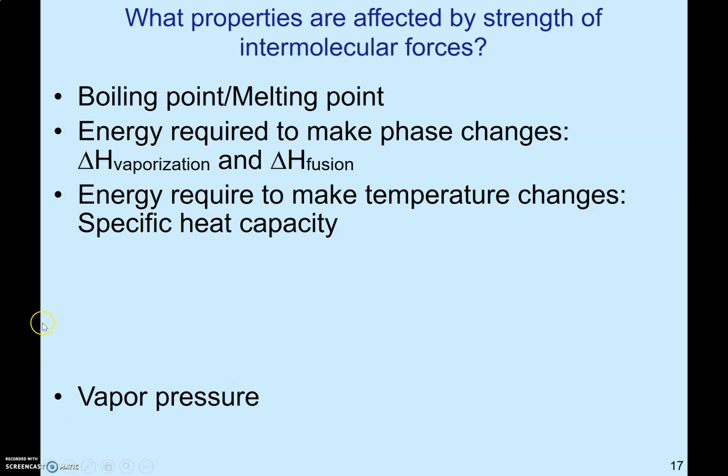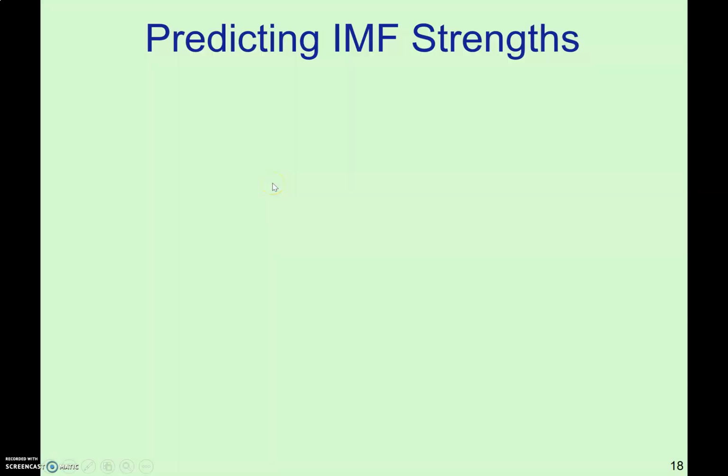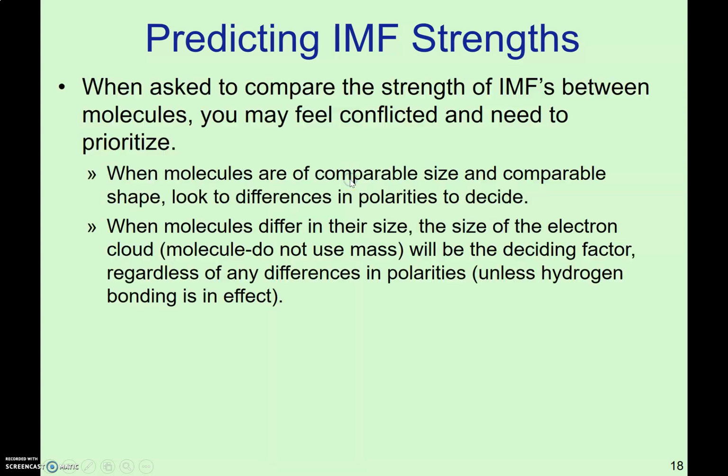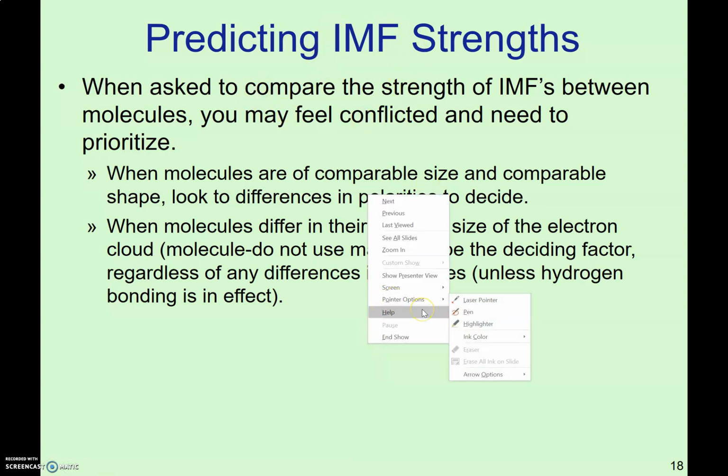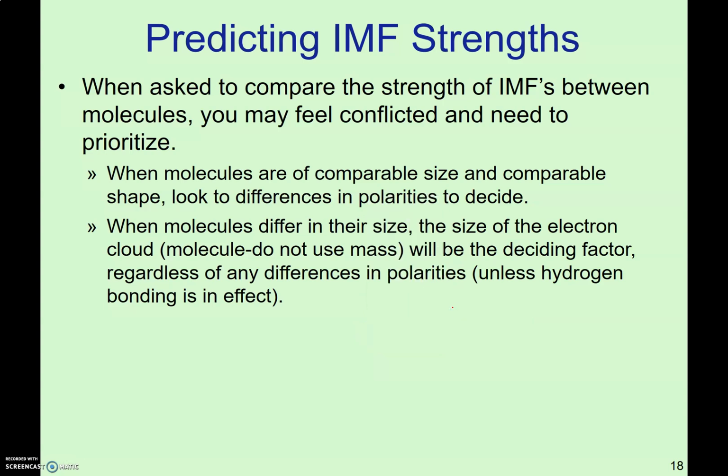So in order to make predictions about properties, we need to be able to predict the relative strength of intermolecular forces in compounds. When you're asked to compare intermolecular forces in two molecules, there are some things to prioritize. First thing you should look at is to see if the molecules are of comparable size and comparable shape. If they're both polar and both about the same size, it's the one that's the most polar that's going to have the greater intermolecular forces.